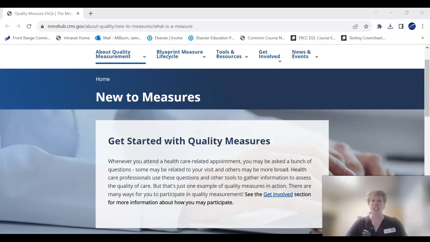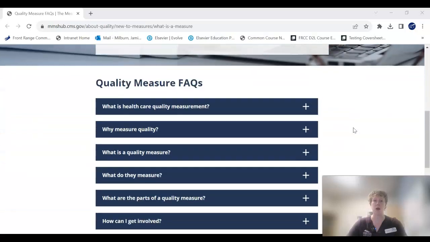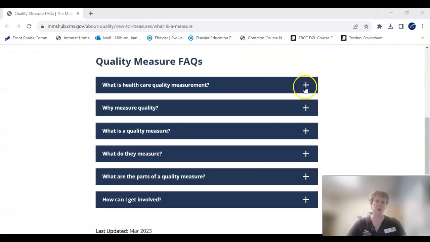Welcome back, guys. So now we're going to start talking about some of those course outcomes that I was mentioning. So quality measures is the first one, which I know can be a little confusing, especially if you're new to the hospital system. But I really like this website. It's from the Centers for Medicare and Medicaid, they're the guys who put forth these quality measures, right? So it's just getting started with quality measures, and they have these frequently asked questions.